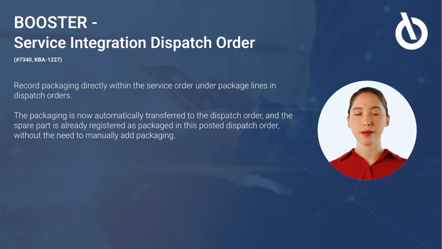Service Integration Dispatch Order. With the new Service Comfort function for dispatch order, we expand the capabilities of Business Central and support you in making processes more efficient and transparent. This function allows you to record packaging directly within the service order under package lines. As a result, the packaging is automatically transferred to the dispatch order, and the spare part is already registered as packaged in this posted dispatch order without the need to manually add packaging like before.